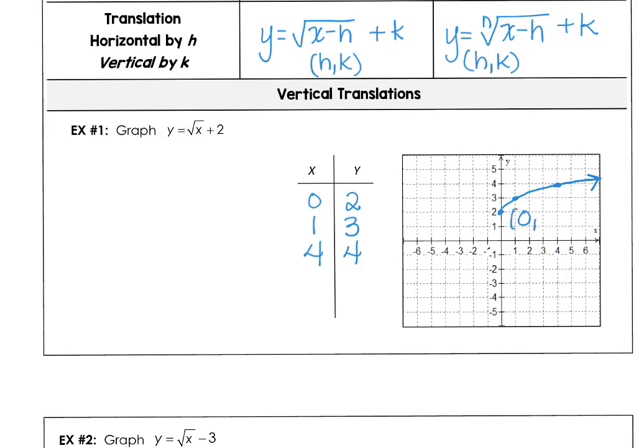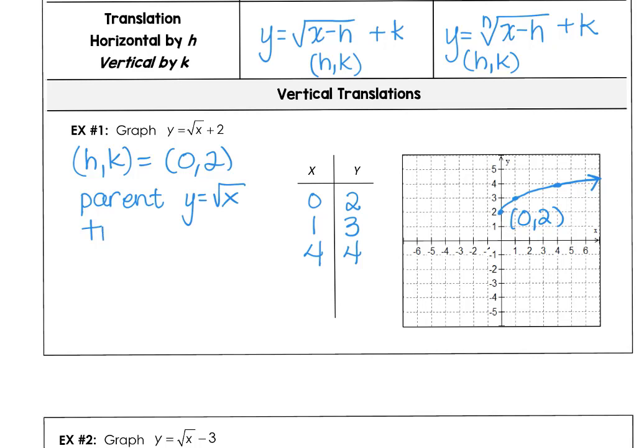So our h and k is at 0, 2. It's behaving like that vertex or that starting point in this case. And the parent graph, y equals radical x, is translated 2 units up, or shifted 2 units up on the vertical. 2 units up. So that was easy. Let's go on to example 3.